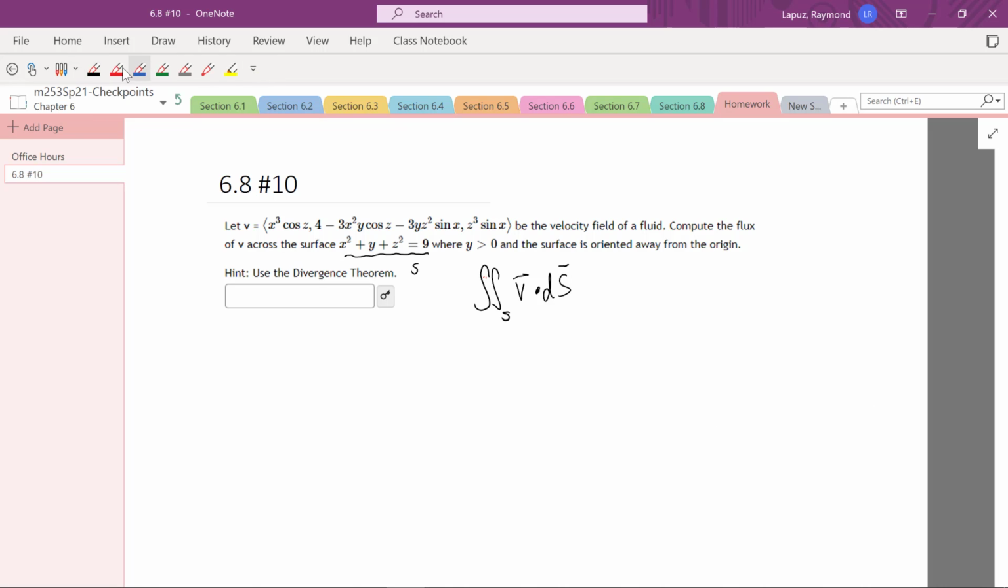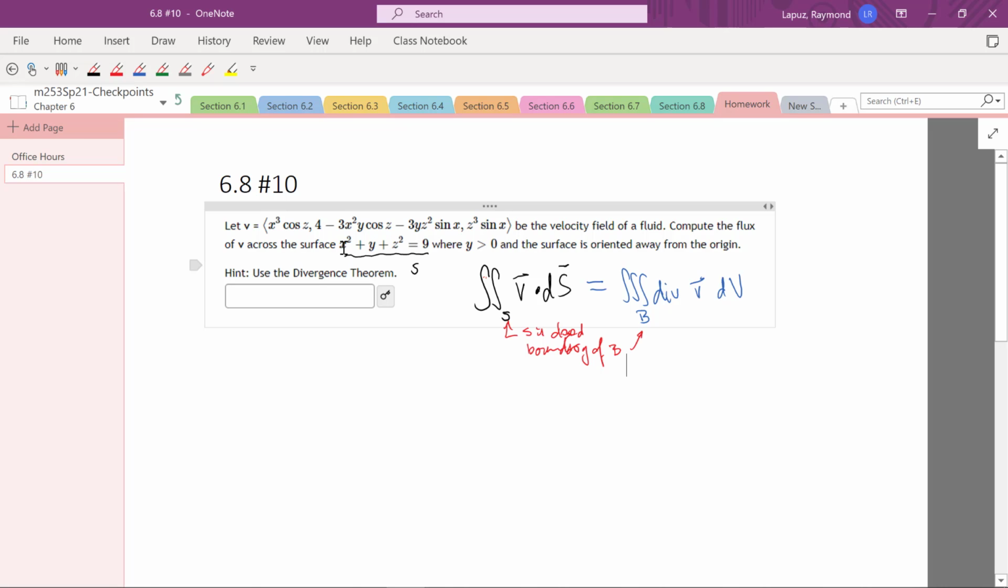So the divergence theorem says that this is actually equal to the triple integral over B of the div of V dV. Now, there's a few stipulations, but one really important one is that S is closed and it's the boundary of B. So that's how we would identify B.